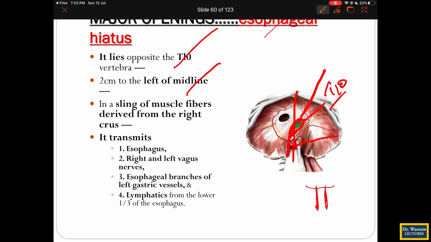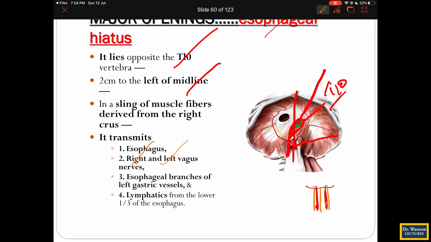So the major opening, the esophageal hiatus, will give passage to two nerves, one on the right and one on the left. Actually, one will be anterior and one will be posterior. The left vagus nerve will be anterior, called the anterior vagal trunk, and the right vagus nerve will be posterior, called the posterior vagal trunk. You can say right and left vagus nerves, but anterior and posterior.